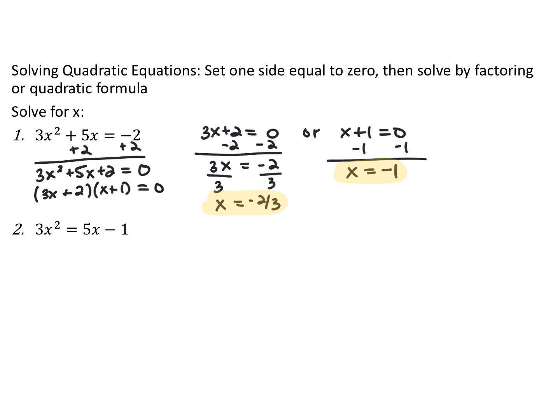So for this one, I always set it equal to 0, check to see if it factors. It did, and so I can use zero product property, set each one equal to 0, and solve. If it did not factor, I would use the quadratic formula. So go ahead and pause the video and try the second one.